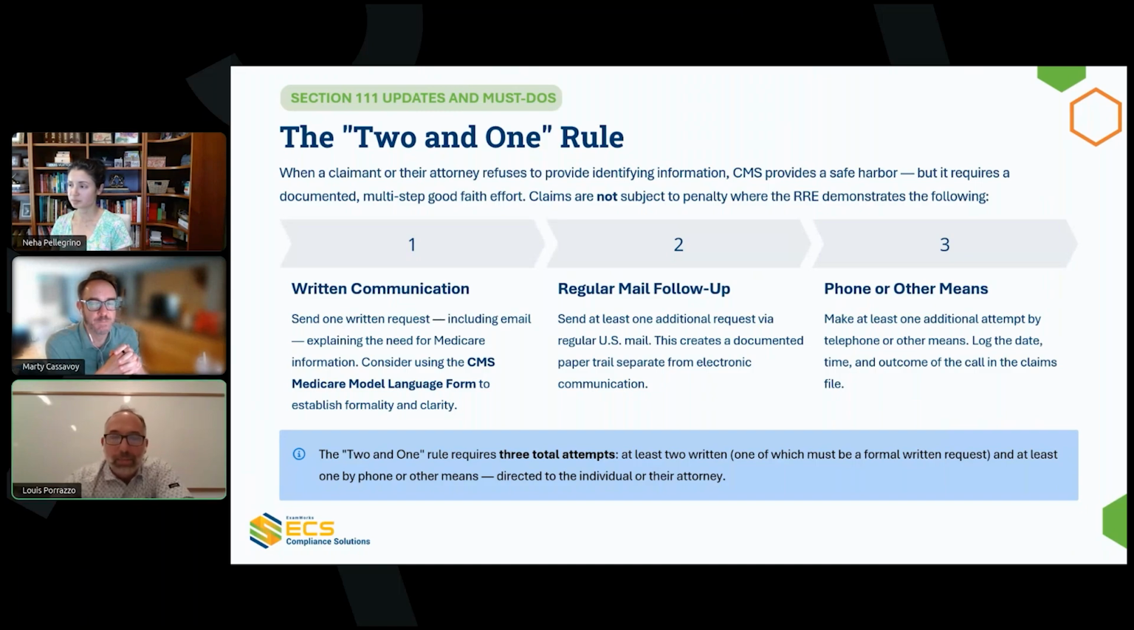The third way, it can be by phone or other means, and that other means can be a 3rd time in writing. You must make at least 1 additional attempt by telephone or other means. Log that information in your system, the date, the time, the outcome of the call. Make sure that your claim file does this, and then make sure that you keep those efforts on file for 5 years. The 2-in-1 rule requires 3 total attempts, 2 of which are in writing, 1 of which must be that formal written request by U.S. mail, and at least 1 other method for that. Now, here's the thing. If at any time, let's go to that next slide.